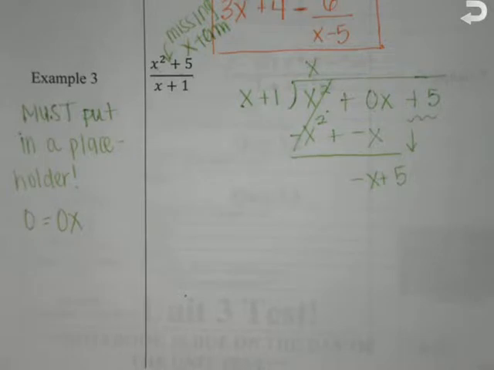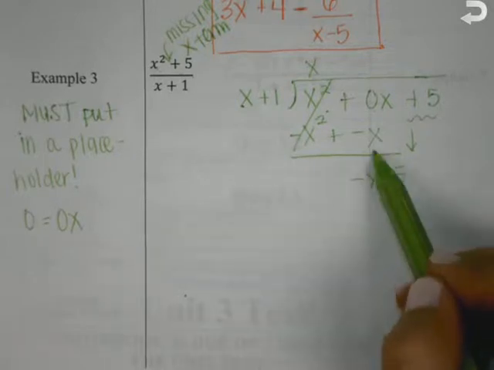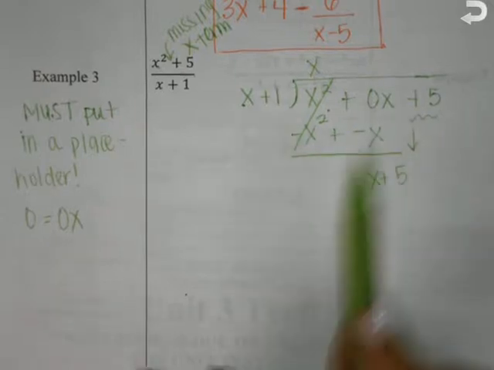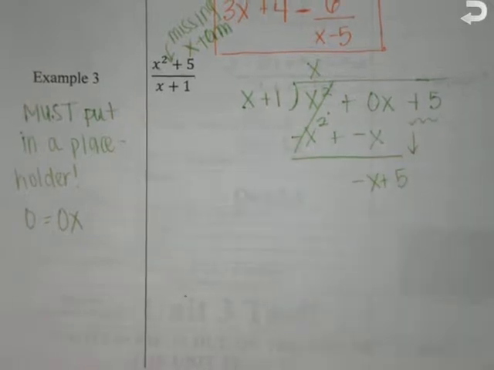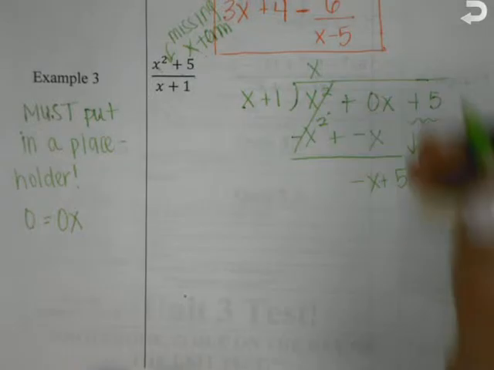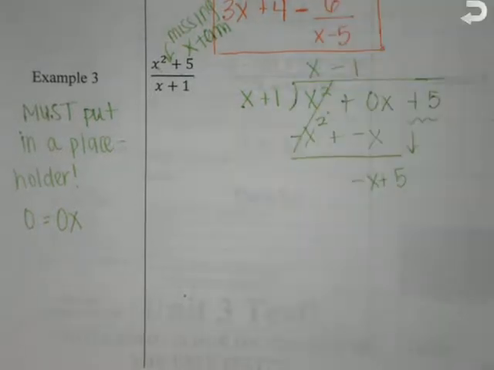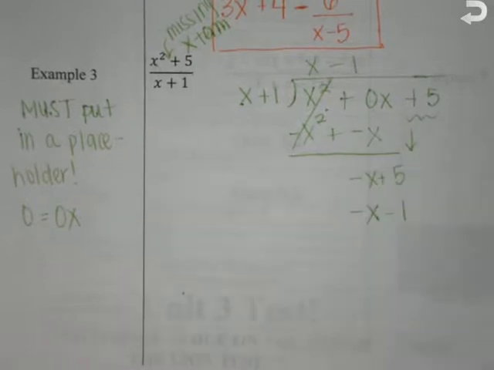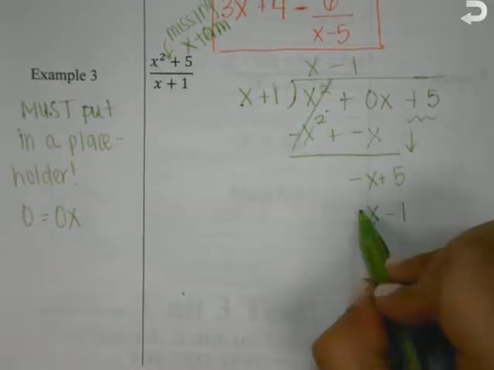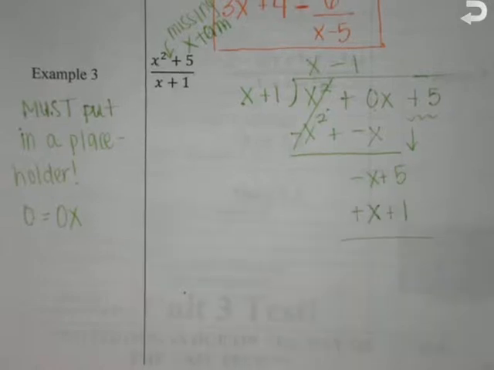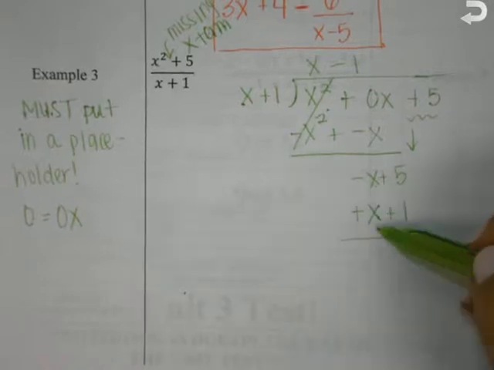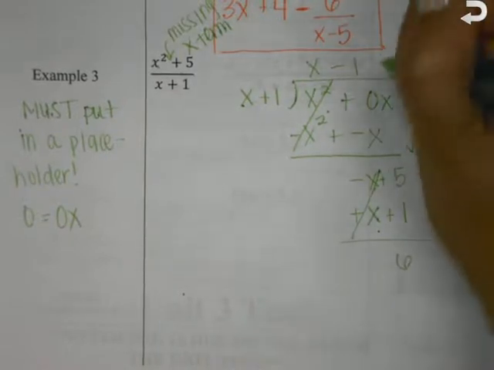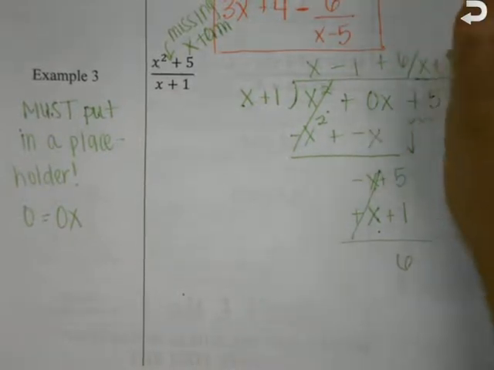X times what is going to give me negative x? Negative 1, so minus 1. So that is going to give me negative x minus 1. And then I change the sign. So that becomes positive and that becomes positive. So negative x minus x gives me 0. And 5 plus 1 gives me 6. So this is plus 6 over x plus 1. So my answer would be x minus 1 plus 6 over x plus 1. And that's your answer.